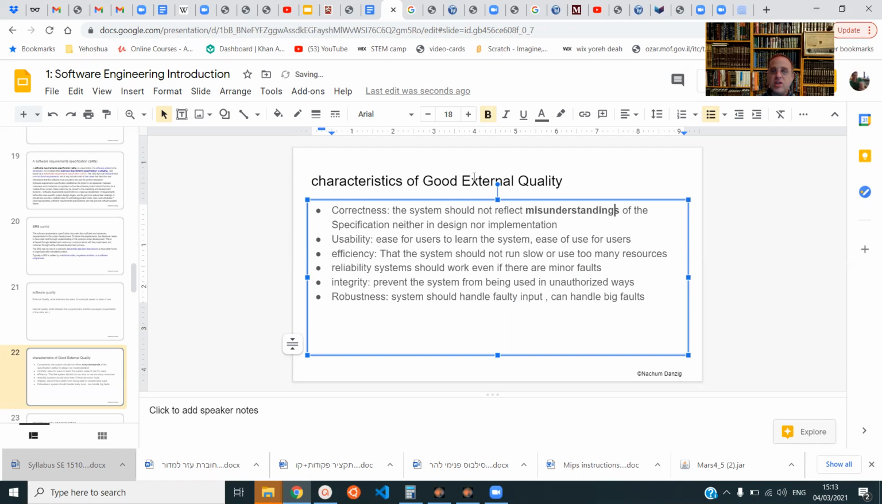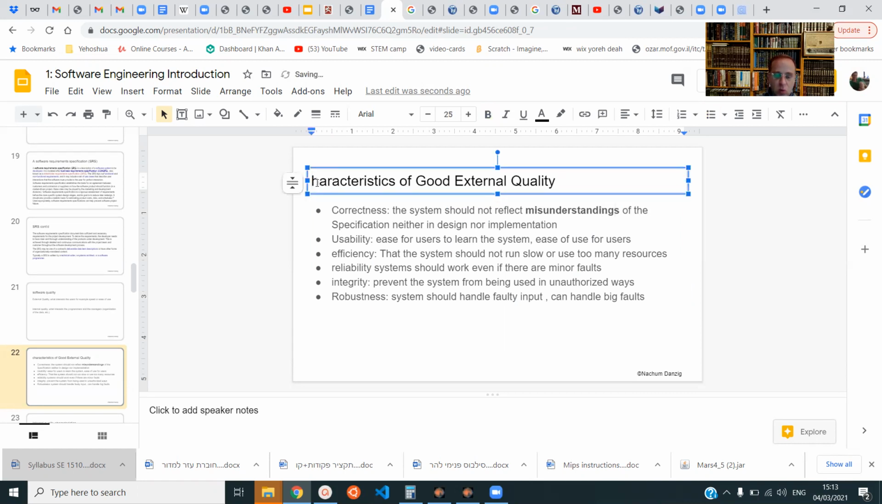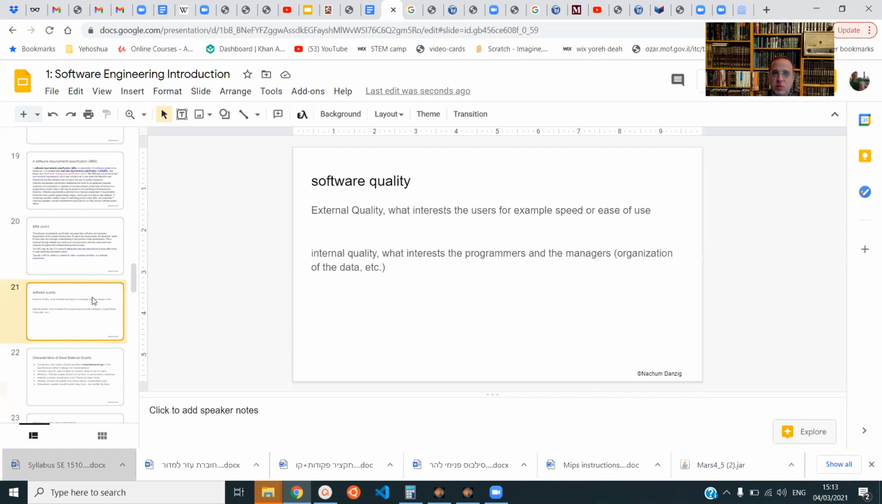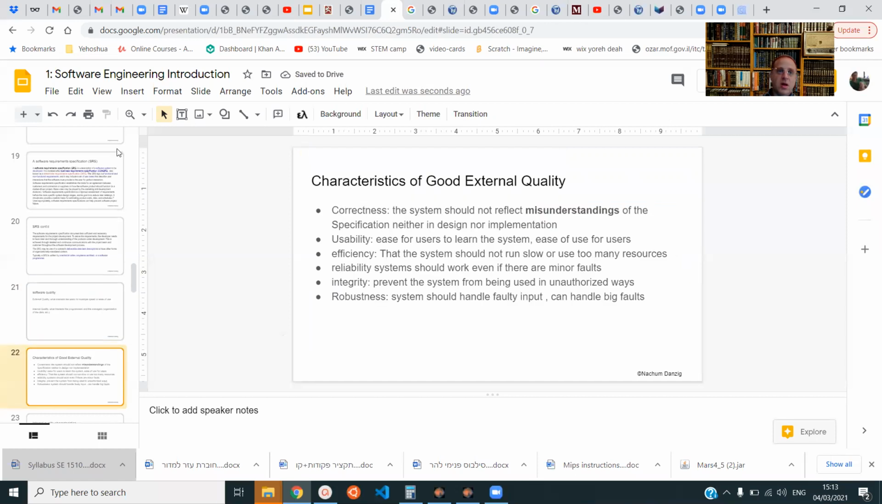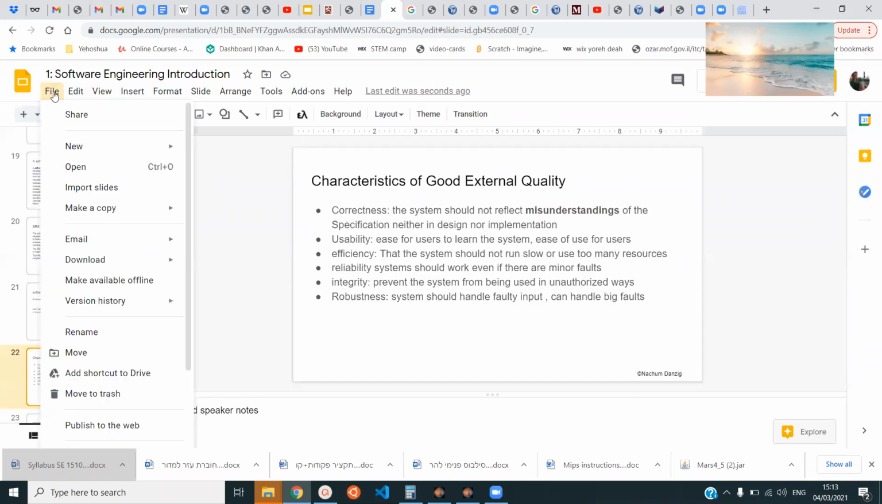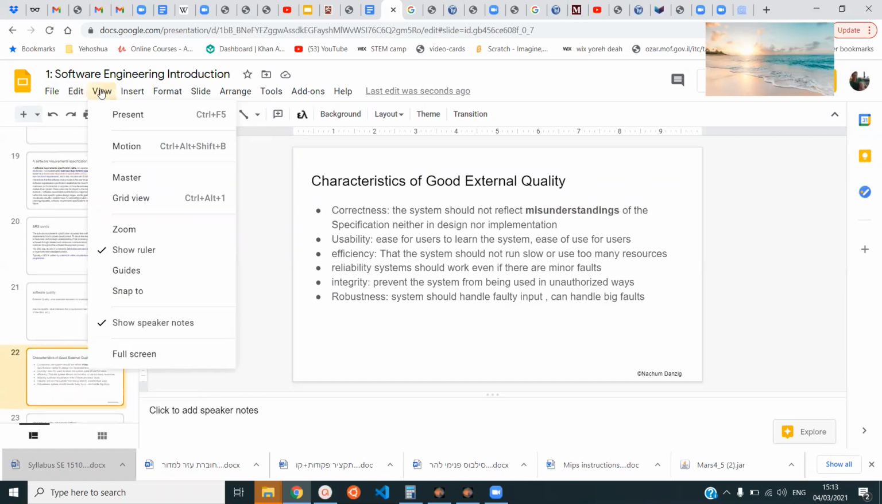External quality, as we just explained, is what the user feels. Does he feel it's good software? What makes software feel good, feel like it's good for the user, from the user's perspective? So basically user friendly software. User good. Right. It could be more than just user friendly. You'll see in a minute.